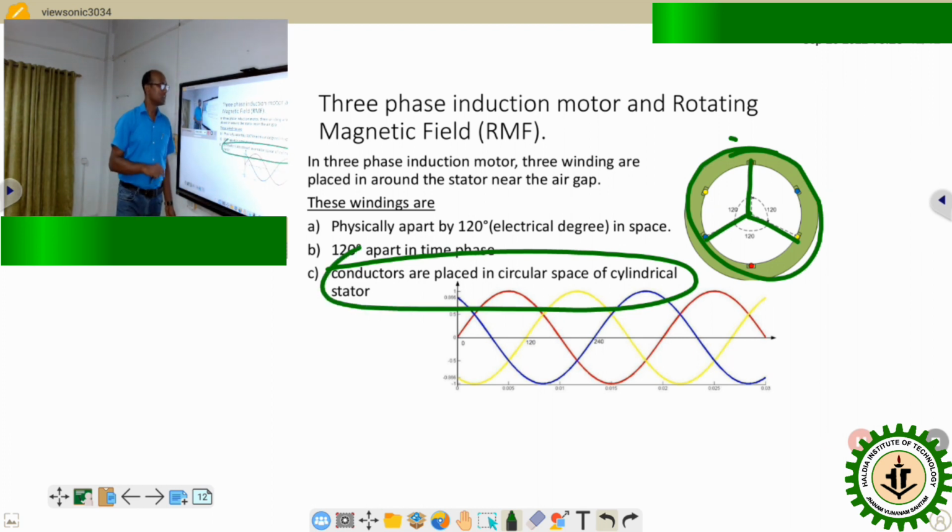In a three-phase induction machine, we find the rotating magnetic field. In a two-phase system also, we can observe a rotating magnetic field. In that case there are only two phases, but still we have a rotating magnetic field, and because of that the machine can rotate.